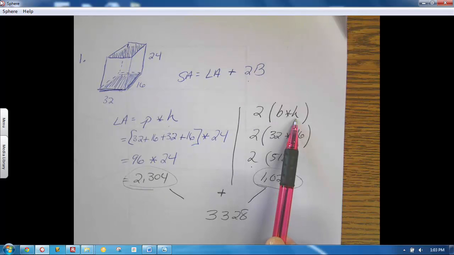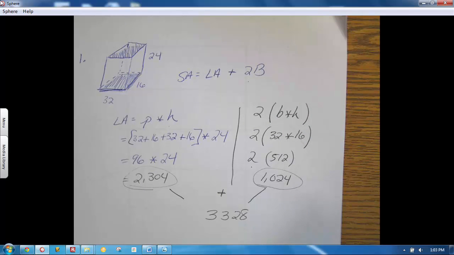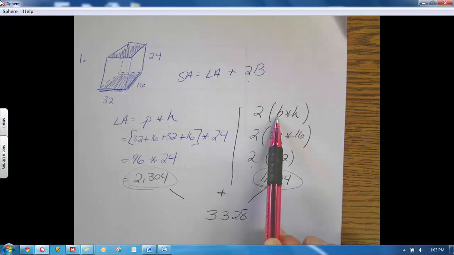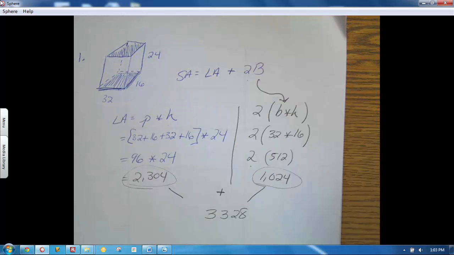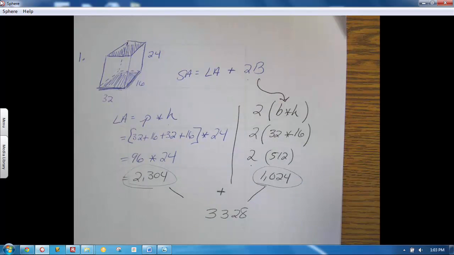If my base was a triangle, like the example we worked on in class, this would be 1/2 base times height. Whatever shape you have as your base here, that's the formula that you put in. And then we add those two together, and we get 3,328.